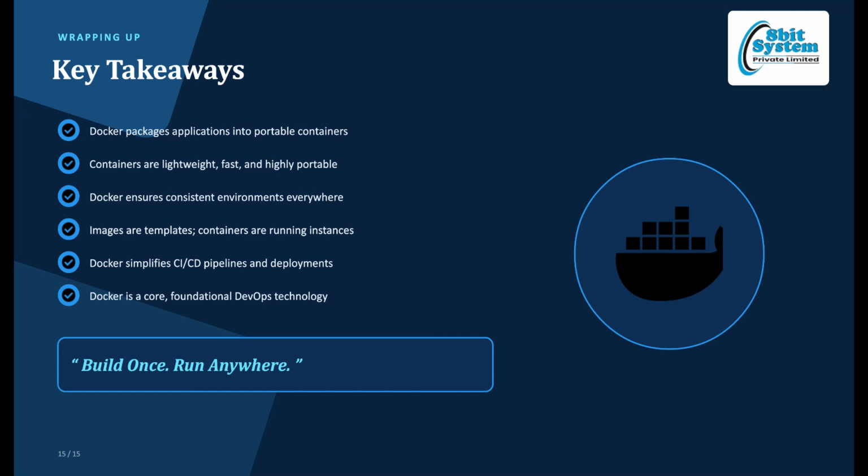Let's quickly recap what we have learned today. Docker packages applications into small, portable containers that run the same way everywhere. We compared containers with virtual machines, looked at how Docker's architecture works, and learned the difference between images and containers. We also covered common commands, Docker Compose, and how Docker fits into DevOps. If you remember one thing, remember this: build once, run anywhere.